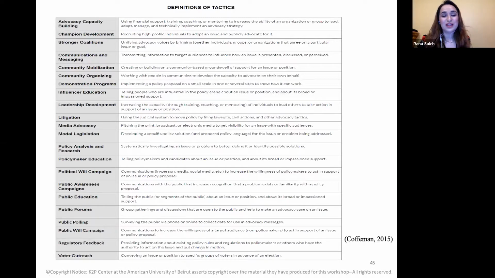You can choose what tactics have been used in your context and have worked on the same issue or on different issues. You can know better which tactics you should be using depending on the context, your resources, the time availability that you have, and previous experiences.